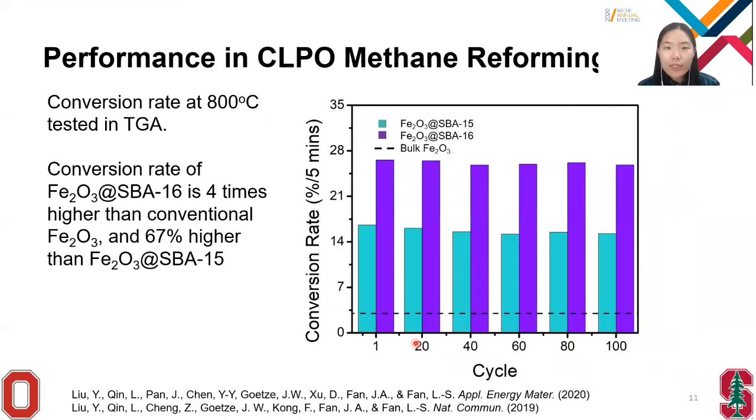The conversion rate of the sample is also tested in the TGA with a redox cycle test at 800 degrees C. We can see that the conversion rate of SBA16 supported nanoparticles is about 4 times higher than the conventional Fe2O3 sample, and it is about 67% higher than SBA15 supported iron oxide nanoparticles.